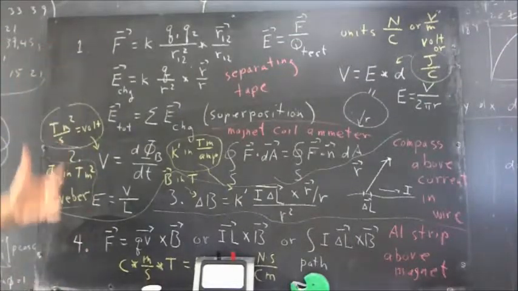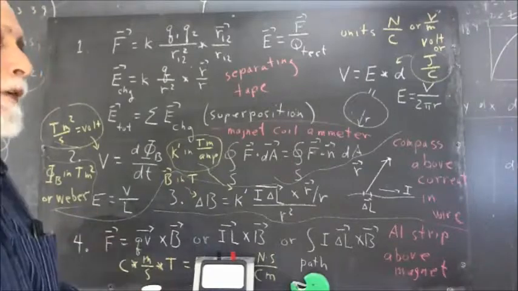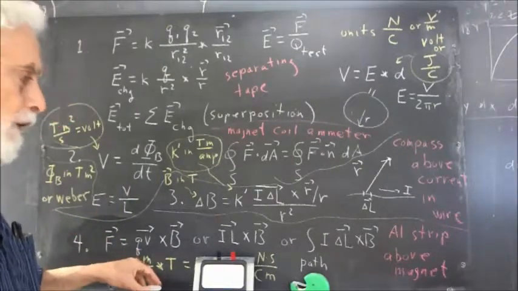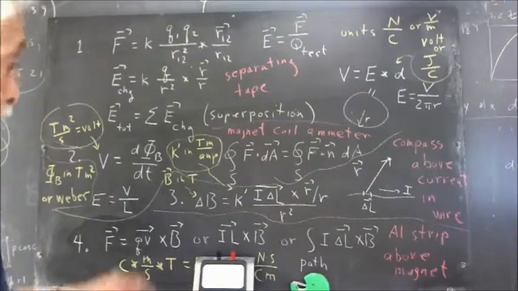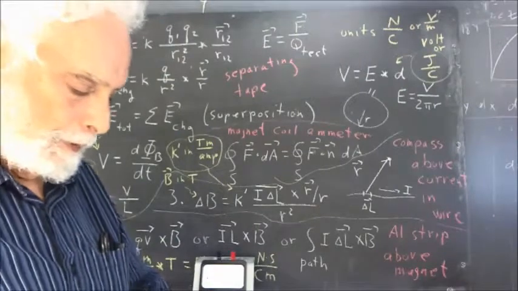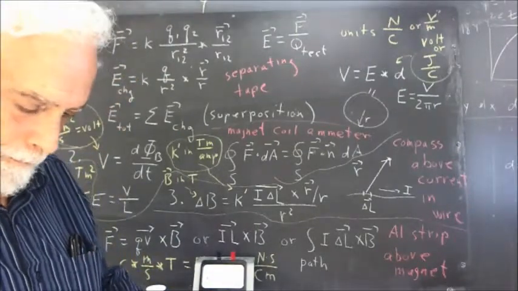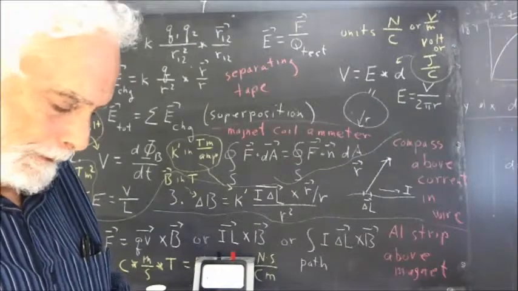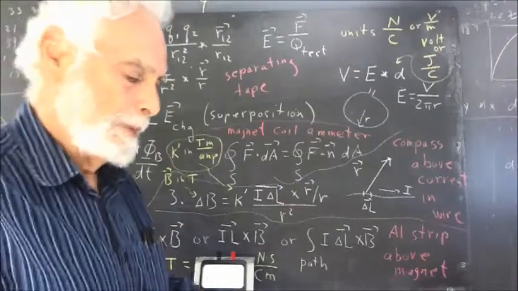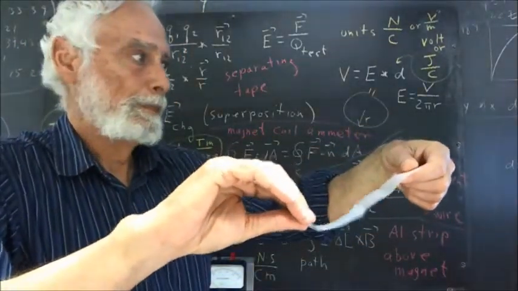There are four basic phenomena that underlie the entire theory and practice of electricity and magnetism. One, if I take two pieces of tape, put them together front to back, and strip them apart, they will attract each other.